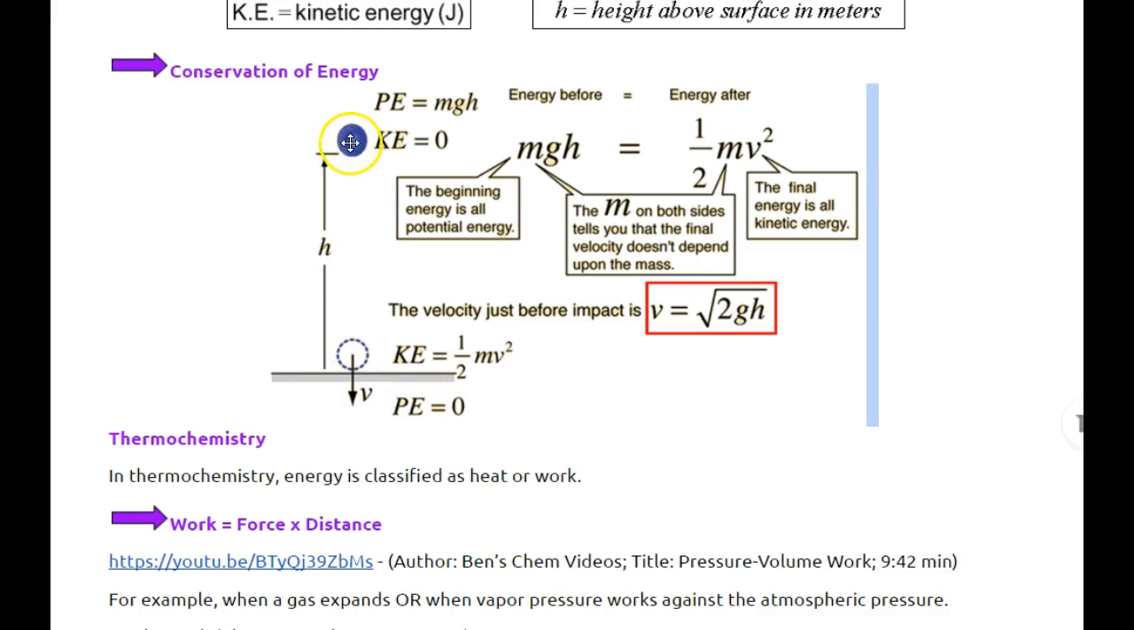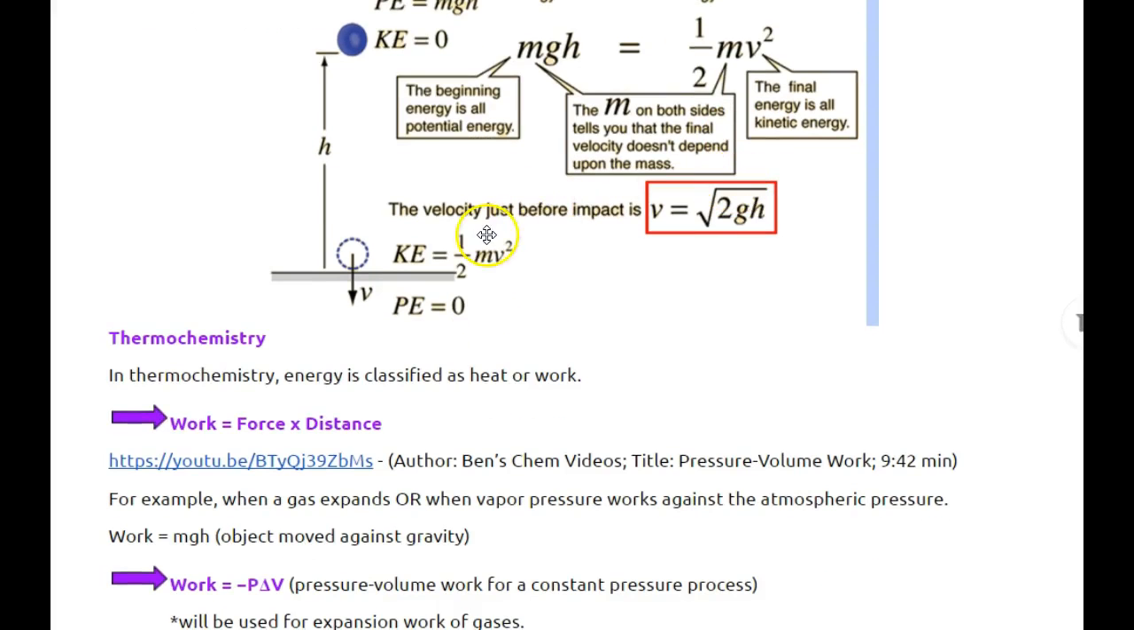So throughout this entire process, from this point to the point where it drops and hits the ground, the potential energy, mass times gravity times height, must be equal to the kinetic energy during the process of falling, 1/2 times mass times velocity squared. The velocity just before impact could be determined by taking the square root of 2 times gravity times height, which is basically simplifying this equation to solve for velocity.